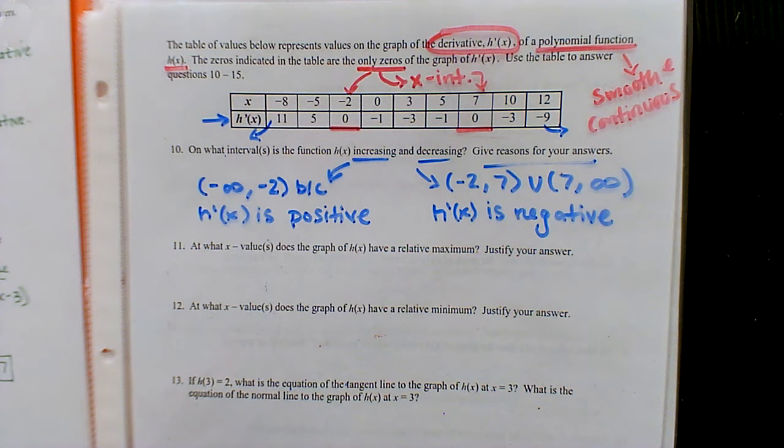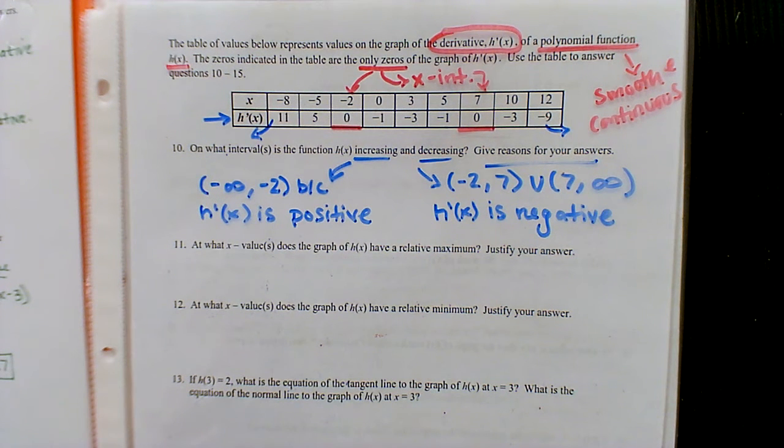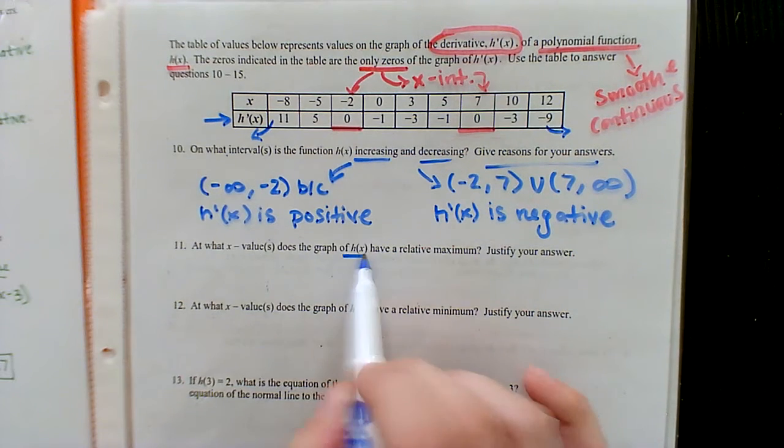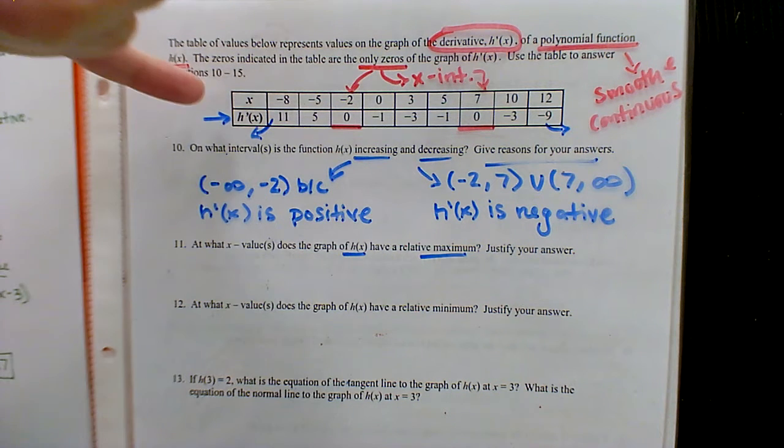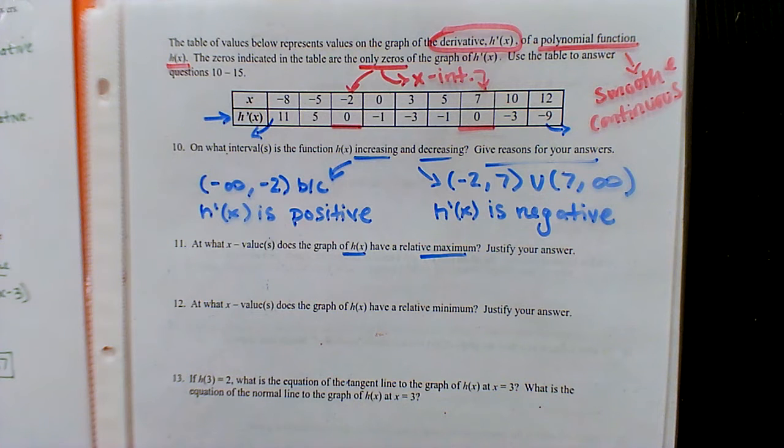Does that make sense? Nothing new, right? Just a different representation. We have a table now instead of a graph or an equation to go off of. What about 11? At what x values does the original function have a max? We're looking for some type of high point. But this is the information of the derivative, so we need to take a look at some different type of analysis.